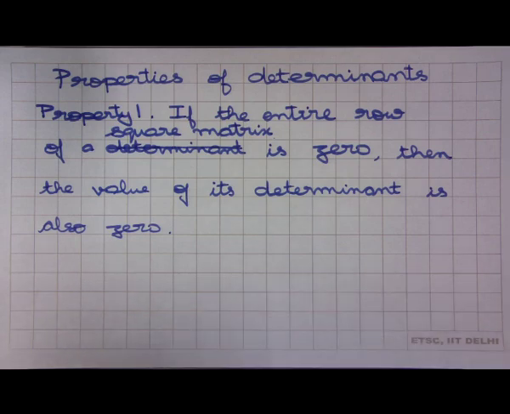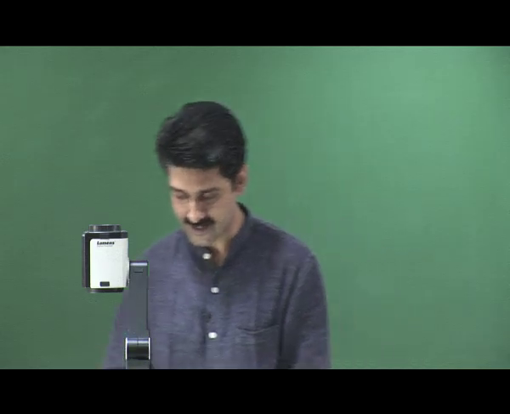So, what we are trying to say is that if the entire row of a square matrix is 0, then the value of the determinant is also 0. Now, as we had seen in the definition of a determinant, it is not just that we can expand the square matrix along a row, but we can also do it along a column. And so, in completeness, this property should read if the entire row or column of a square matrix is 0, then the value of the determinant is 0. So, let me just make that addition here.